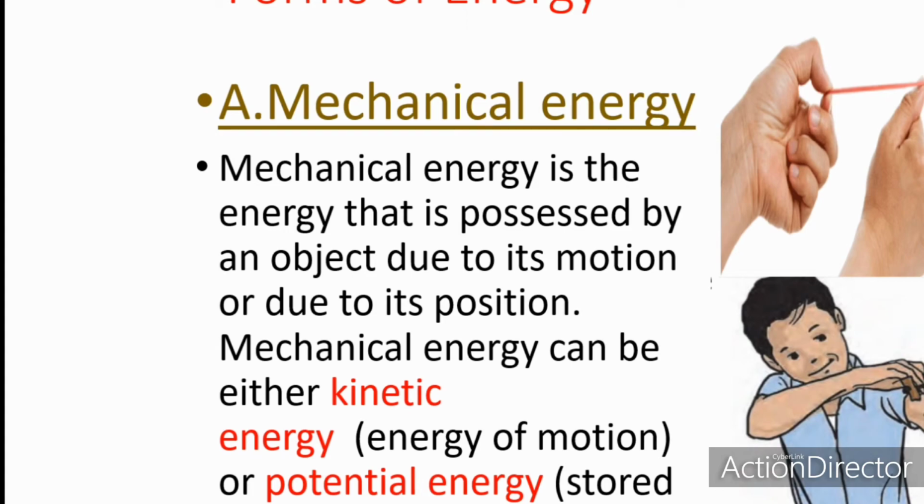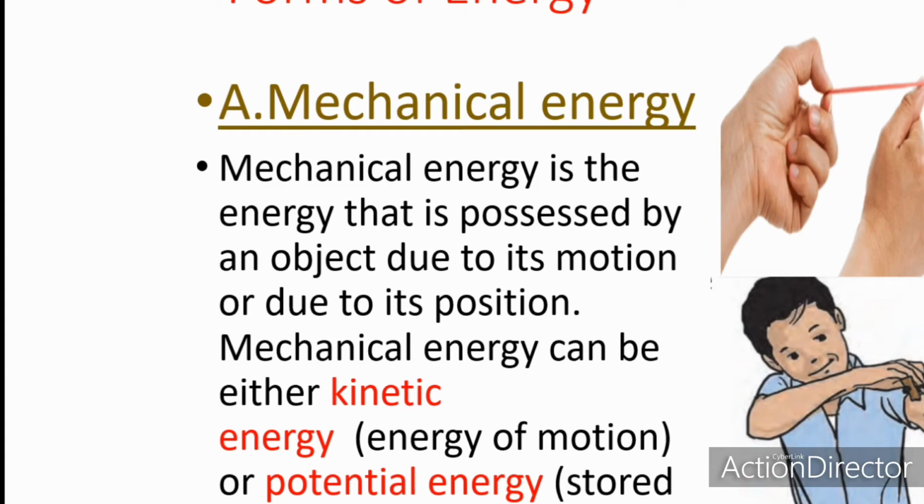Children, so in mechanical energy, there are two forms of energy. When the object is in a stationary position, it has potential energy in it, and if the object is in a moving condition, it has kinetic energy in it. So it happens because of these two energies, which are forms of mechanical energy.